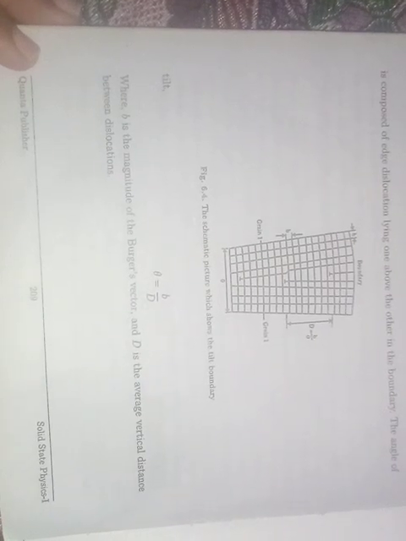A low-angle tilt boundary is composed of edge dislocations lying above the other in the boundary. The angle of tilt theta is equal to b over D, where b is the magnitude of the Burgers vector and D is the average vertical distance between dislocations.